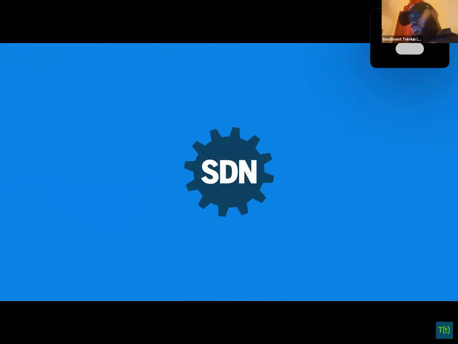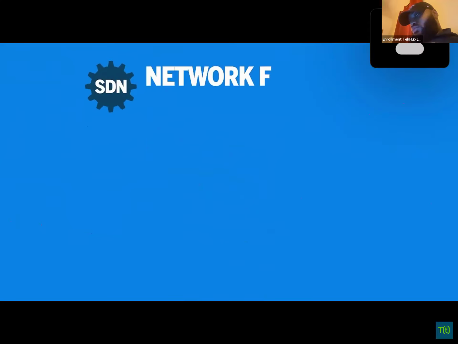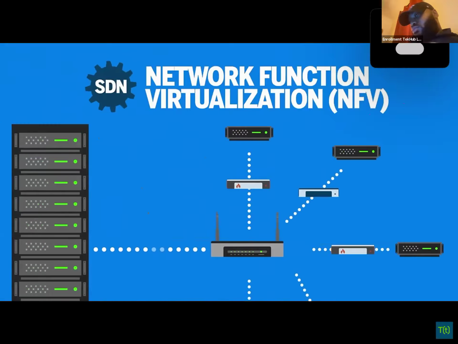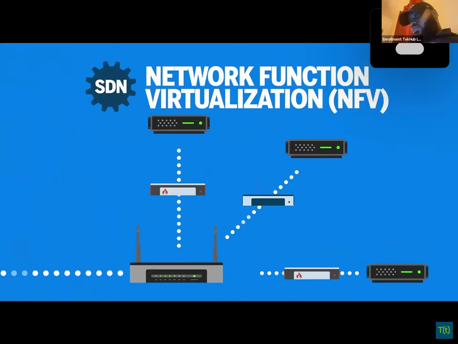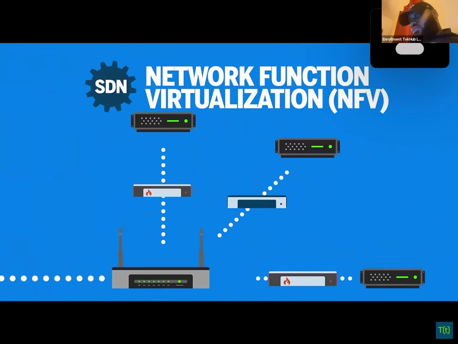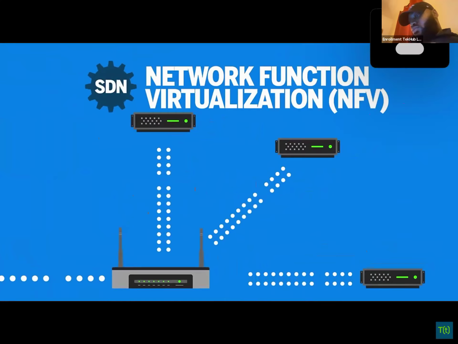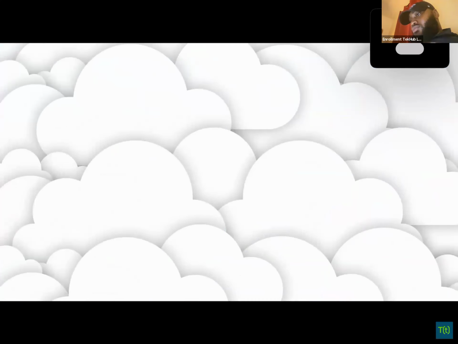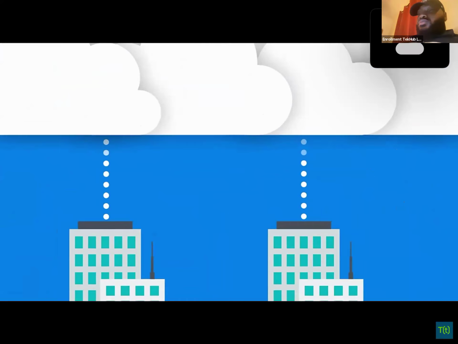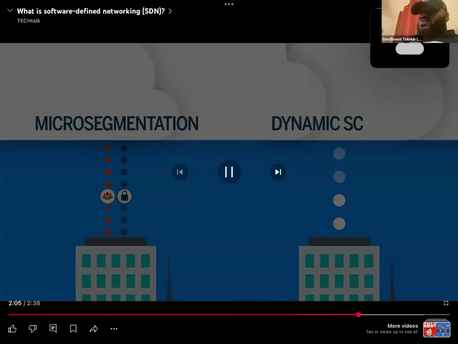SDN is also used in an area called Network Function Virtualization, or NFV. This is the idea of replacing specialized hardware like firewalls and load balancers with software running on off-the-shelf server hardware. Some vendors are using SDN to connect data centers to public cloud providers, creating a hybrid cloud network that includes microsegmentation or dynamic. All right, let's go into the weeds, so I'm gonna stop it.